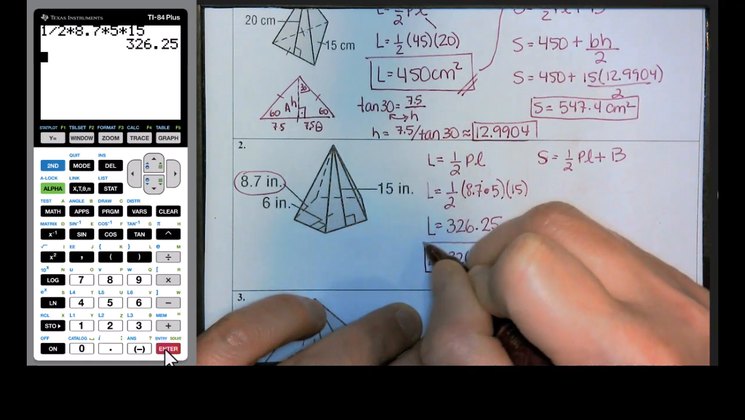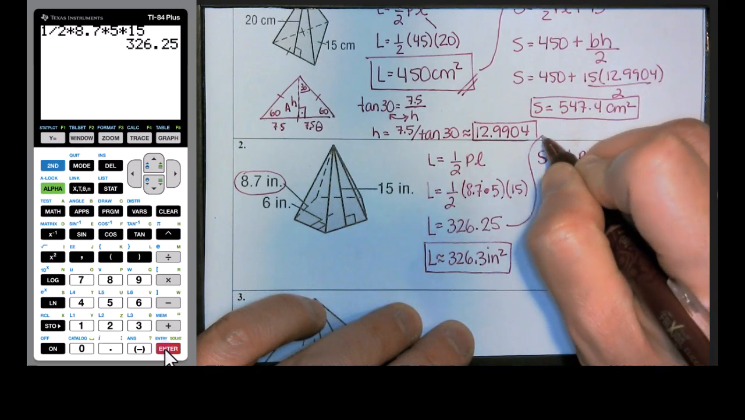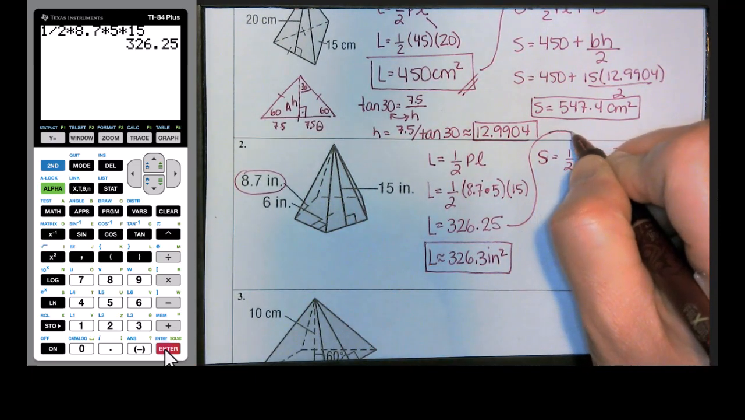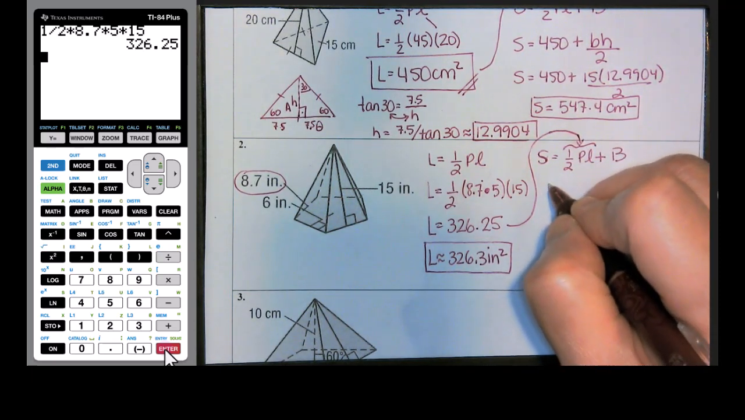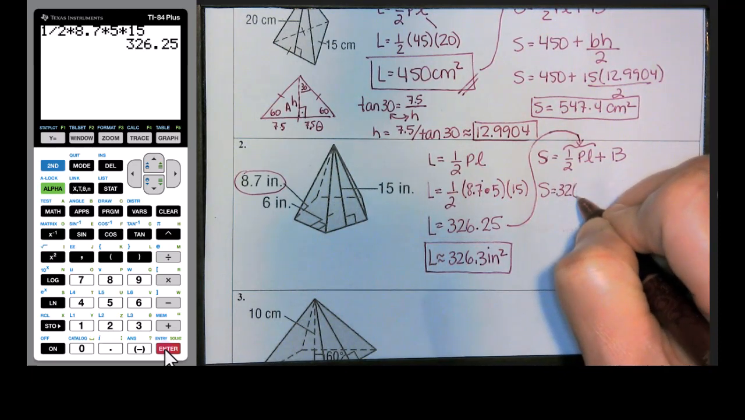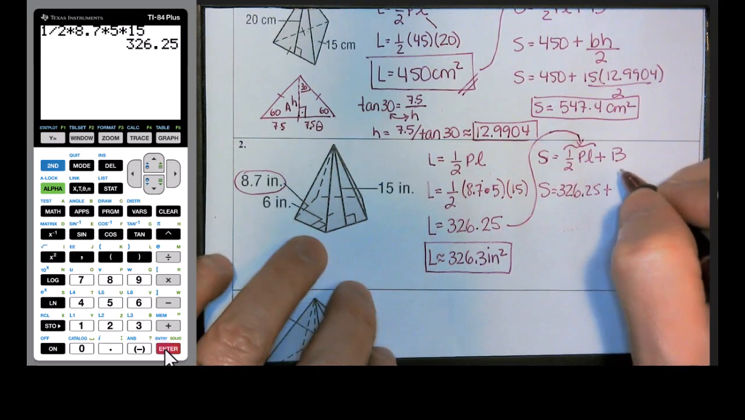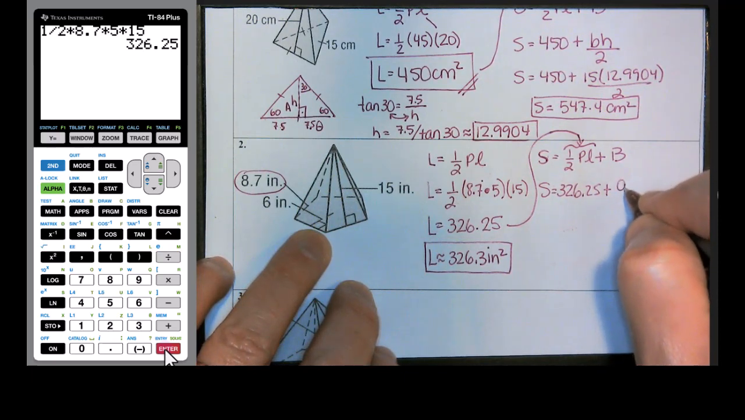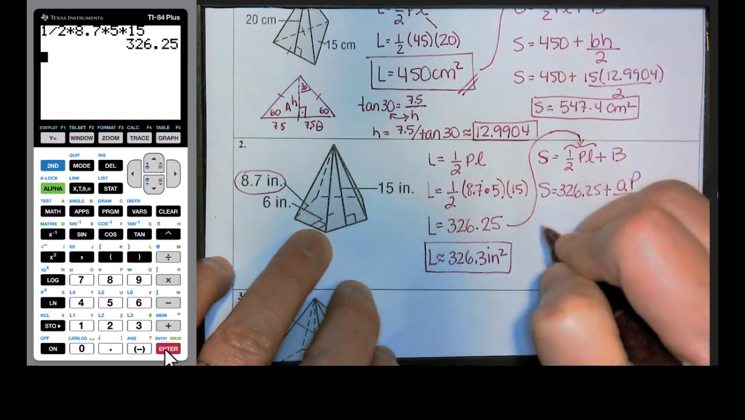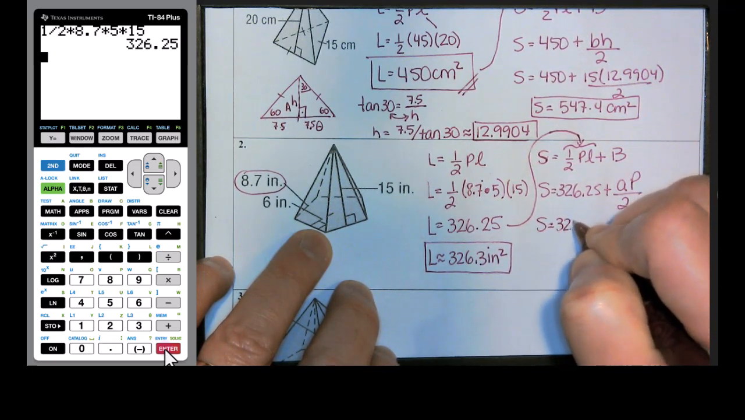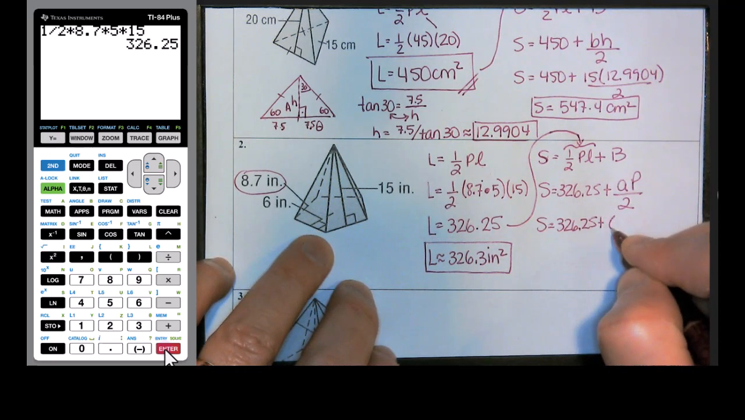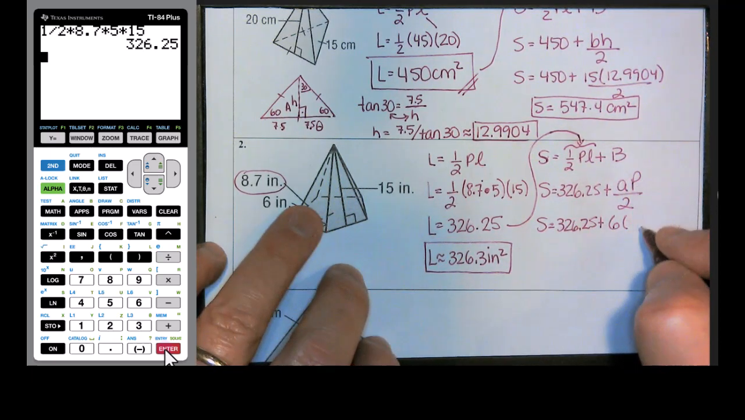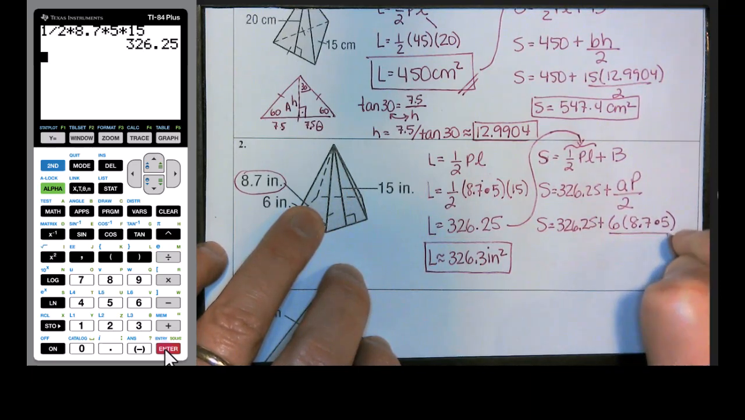Now, for the surface area, I'm going to use this number because it's not rounded, and I'm going to put it right there because this here is the lateral area. So 326.25. The area of the base is a regular pentagon, so it will be apothem times perimeter divided by 2. So this would be 326.25 plus the apothem, which they gave us to be 6. And we have the perimeter, which is 8.7 times 5 sides over 2.